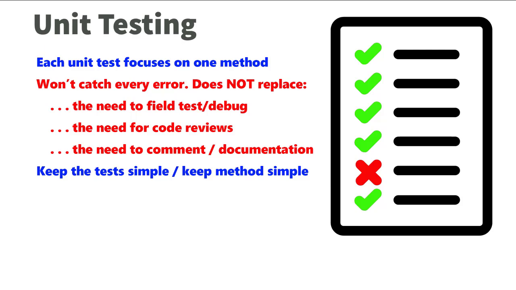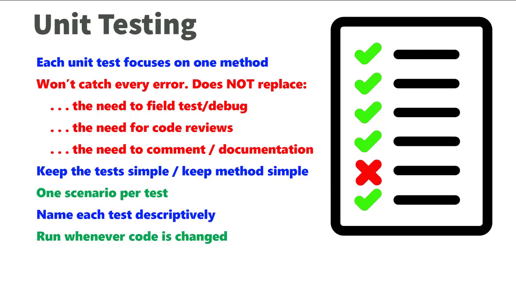With unit testing, we want to keep the tests simple, and we want to keep our methods simple as we build our classes. That's a big trend these days, to have each method focus on one task at a time. If our method handles multiple scenarios, we're going to write one test for each of those scenarios. We also want to make sure we name each test descriptively, because we're going to get a report. And if those tests are named according to the methods we're testing, that makes it that much easier.